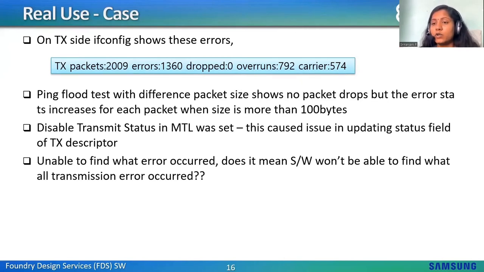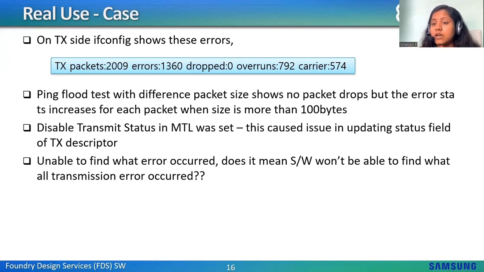We had one more issue: in the MTL, we had set the disable transmit status field. This caused an issue in updating the status field in the TX descriptor, so we were unable to find what error occurred. Does it mean the software won't be able to find what error occurred? It was then, while exploring, that we got to know about MMC counters.